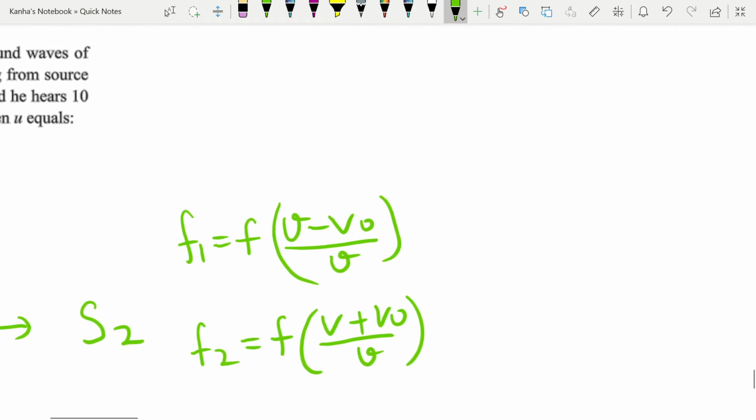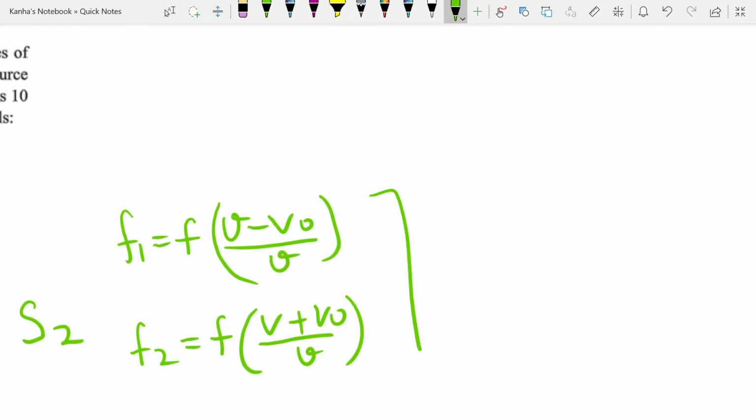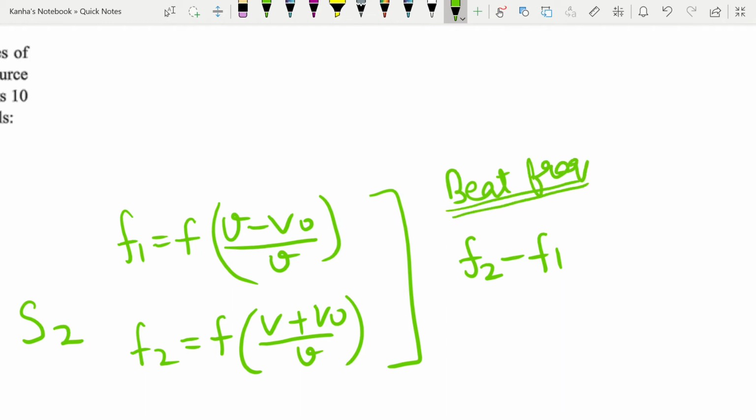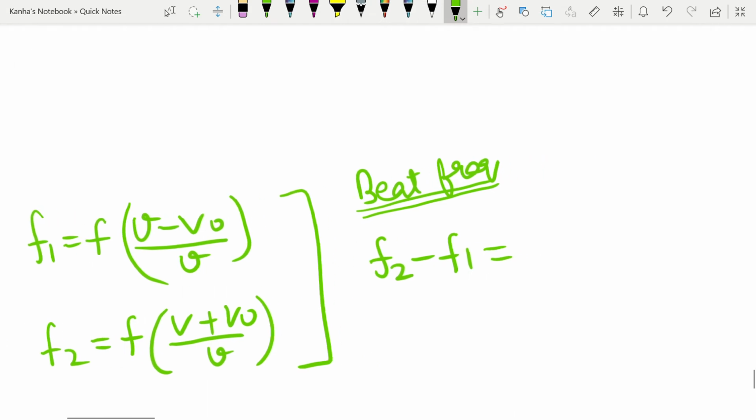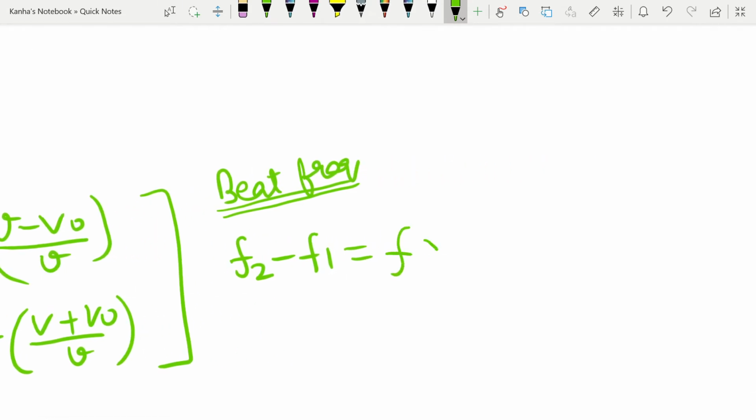Okay. Now the next input that you're given in the question is the beat frequency. Note that beat frequency is nothing but the difference in these frequencies. Okay, the beat frequency is the difference between these. F2 minus F1 is equal to F into 2 V naught by V. V naught is the velocity of the observer, V0.